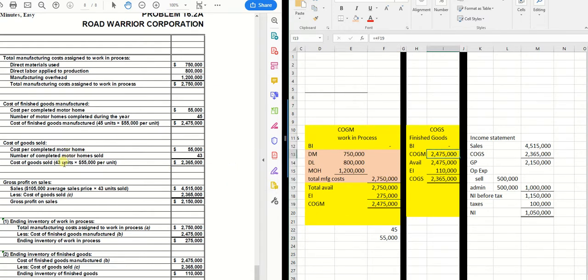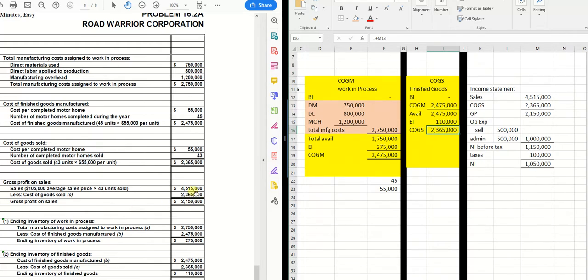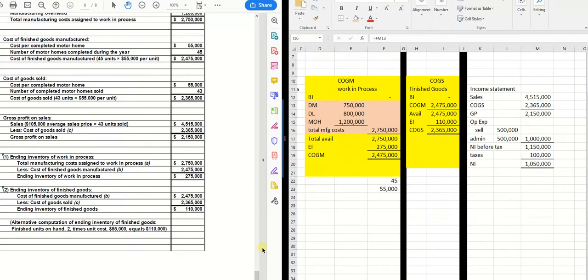My cost of goods sold is 43. So 43 times 55,000 is that number. Gross profit on sales is sales minus cost of goods sold is 2,150,000. Okay, and then I have ending inventory. Ending inventory, notice they have the total available minus 2,745 minus my cost of goods manufactured, so they backed into that. Okay, that's how I knew they needed beginning inventory of 0. And ending inventory is 110. Notice I did it this way, 2 units times 55.